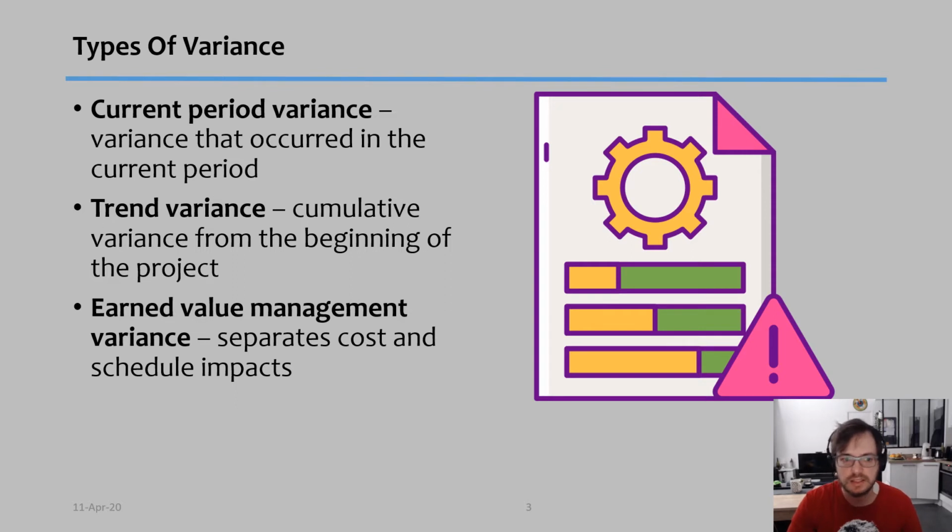Trend variance is the cumulative variance from the beginning of the project. Maybe for this month I have a variance of 1,000, but since the beginning of the project, if we do the total, I was supposed to spend so far, let's imagine, $100,000, but I only spent 90,000. So actually my variance is negative 10,000. Earned value management variance is basically a different way of calculating variances, and it separates cost and schedule impacts. We're going to cover that in a little bit.